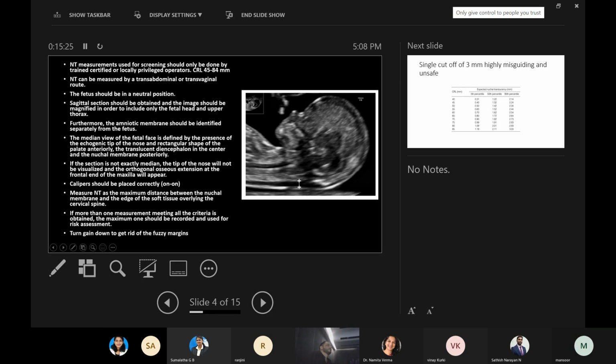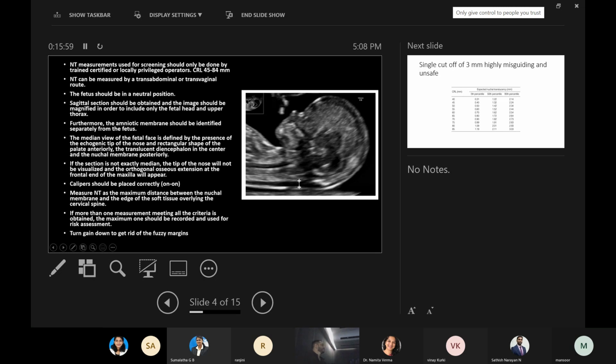And then after making sure we have got a proper mid-sag plane and zooming properly, you have to lower down your gain. It is mentioned here, to get rid of the fuzzy margins. Then place the calipers in such a way that the plus-mark calipers are used, and the horizontal arm of the caliper should be along the margins of the nuchal translucency, on-to-on measurement. This is how we put this.